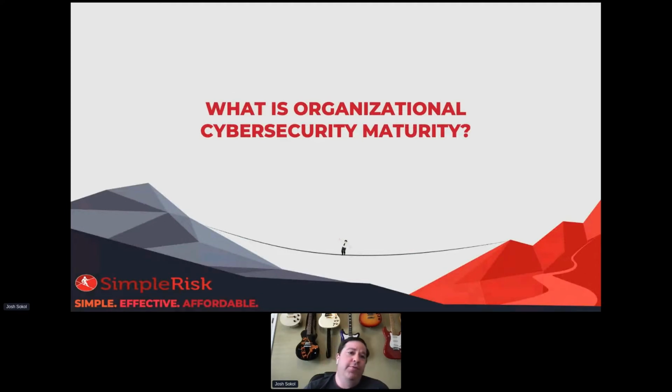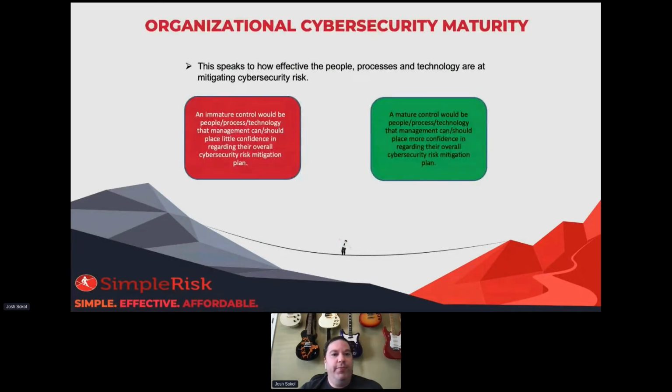So before we get too far into here, we have to understand what organizational cybersecurity maturity is. And organizational cybersecurity maturity really speaks to how effective the people, the processes, and technology are at mitigating cybersecurity risk, regardless of what that might be.